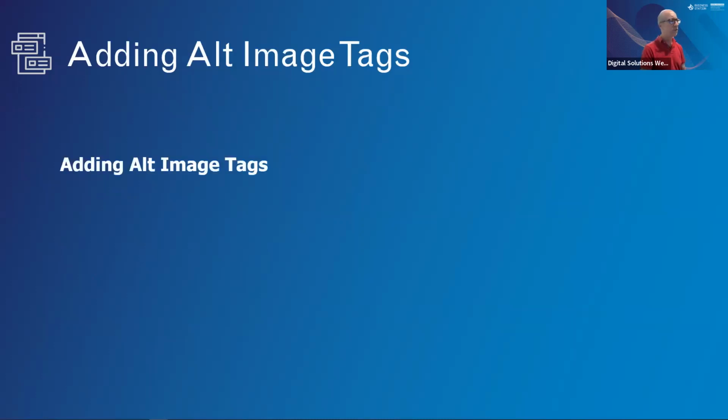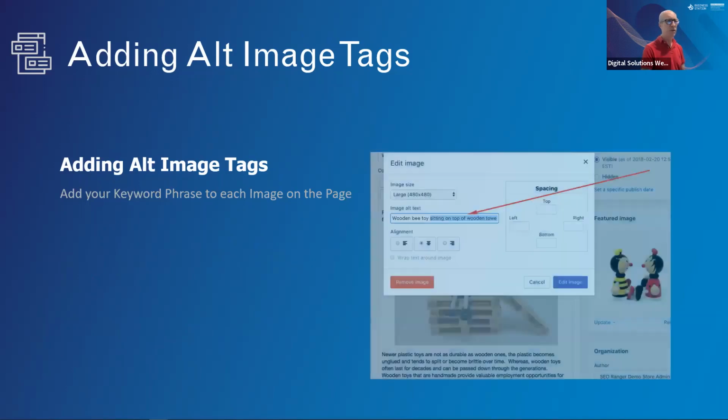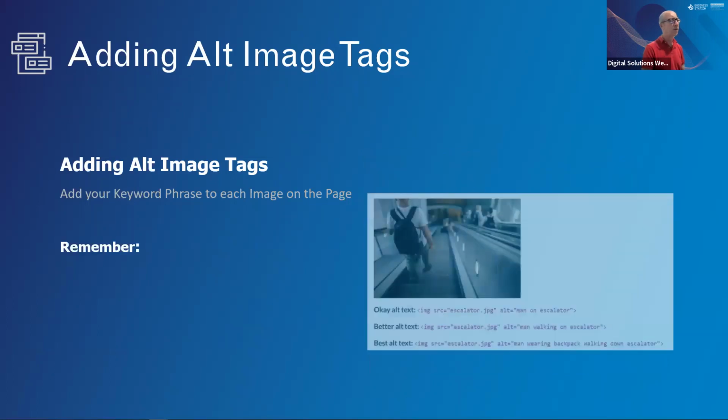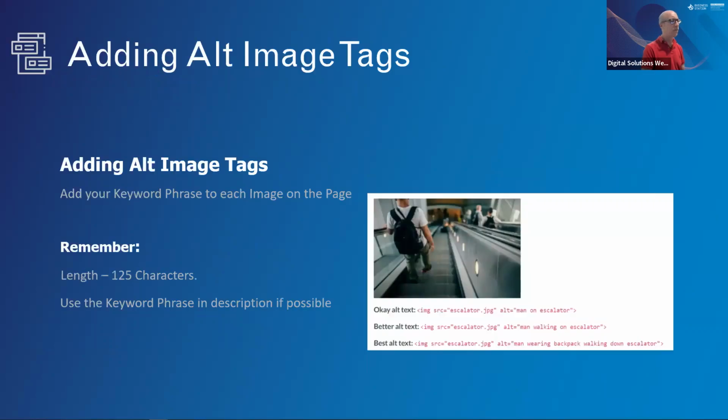Now you'd also do the same for your alt image tag. So this is getting the keyword and putting it in the alt text section of your images. So on most platforms, when you edit the image, you'll be able to add the keyword to those and make it as descriptive as possible. So use as much of that real estate as you can.